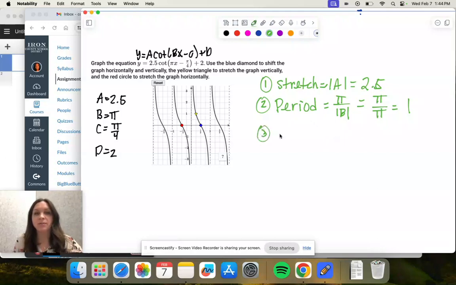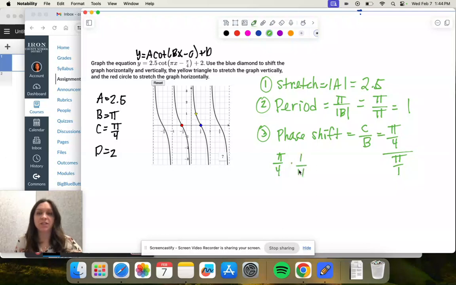The third thing is the phase shift, and that's our right and left shift. And we find that by taking c divided by b. So pi fourths divided by, I'm going to write pi over 1. I'm going to make it a fraction, because when I divide those, I actually multiply by the reciprocal. So I get pi over 4 pi. Pi divided by pi is 1. So the phase shift is 1/4. That means we're going to take this graph right 1/4 unit.